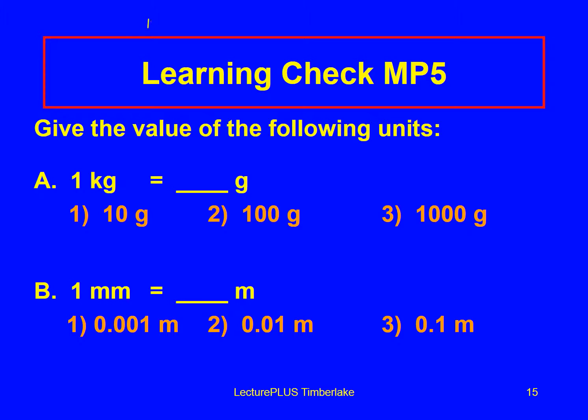Okay, welcome back. Okay, 1 kilogram. We need to get it over to grams. So we're here, 1, 2, 3 spots to the right, and that would be number 3. Millimeters into meters. 1, 2, 3. That would be number 1. Alright, hopefully you did well on that. We'll practice more of these when we get back to class too.